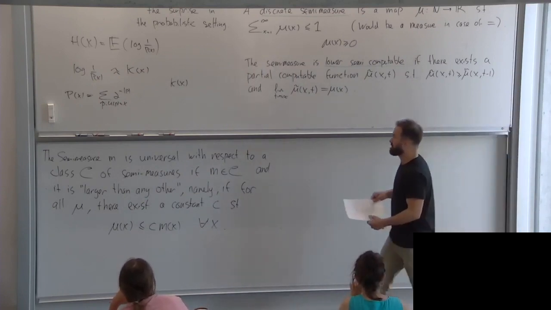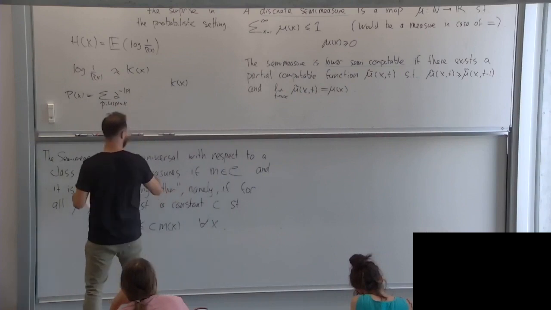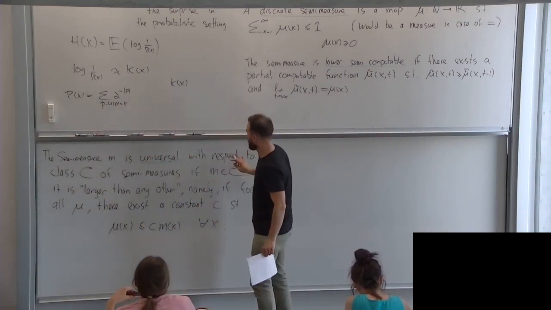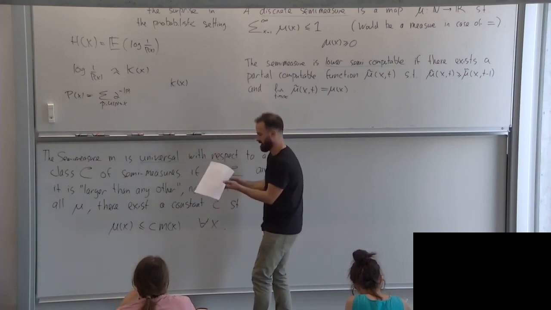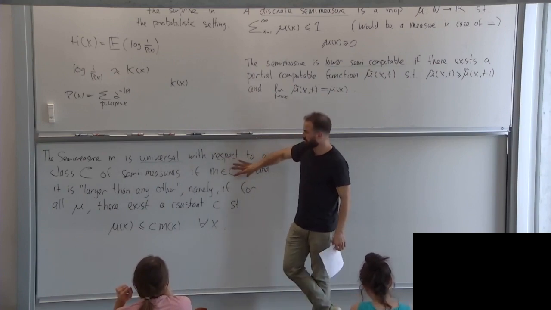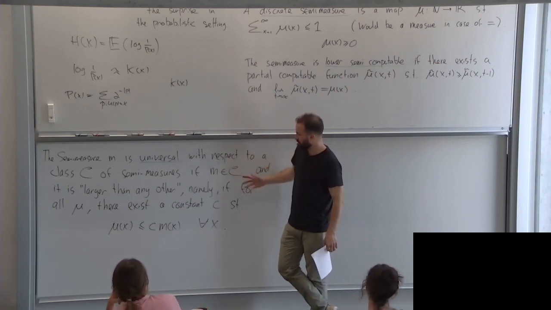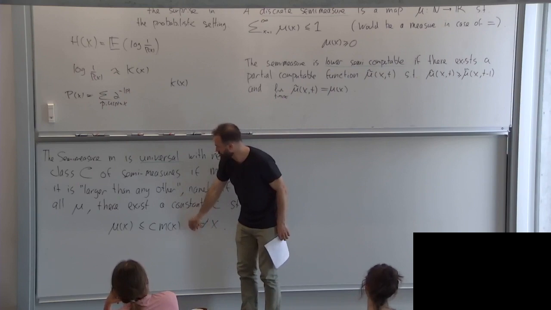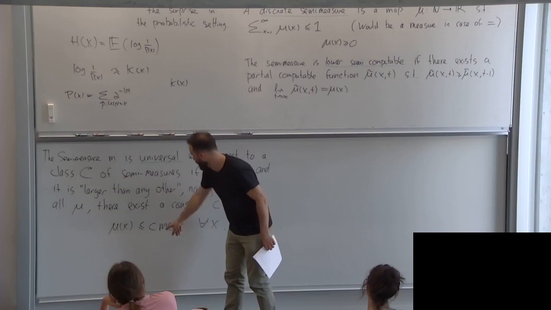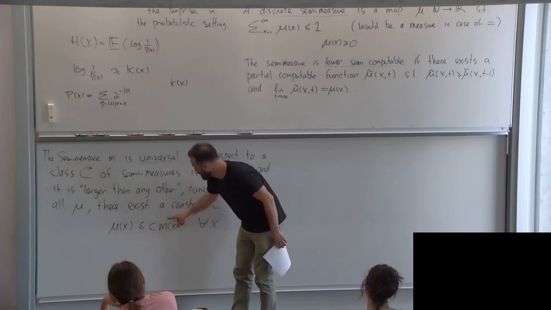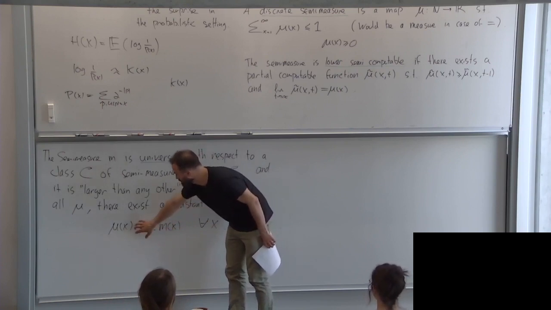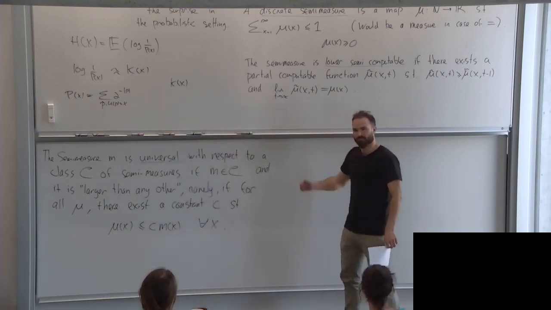Okay, that's a definition again, so I should use my green pen. Is universal. It's universal with respect to a class, but I'm just going to highlight universal. If it is in that class, and this equation holds, so for all mu there will be a constant such that this quantity eventually dominates, up to a constant, the function mu of x.